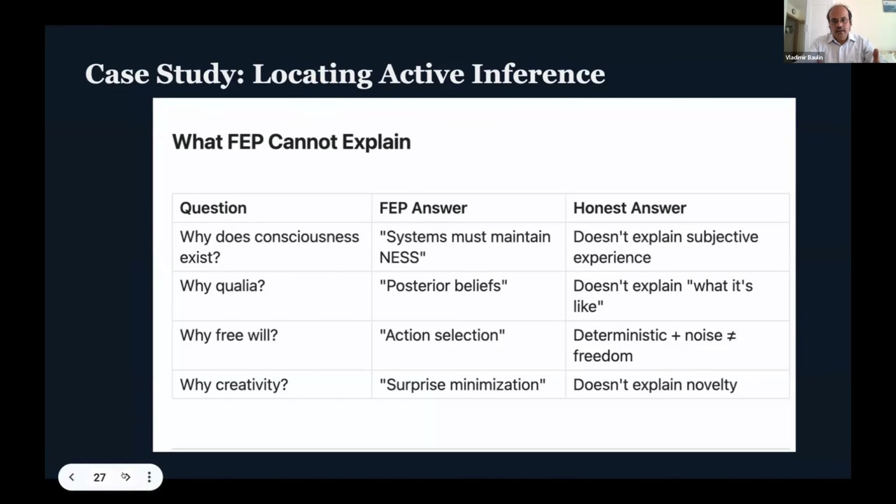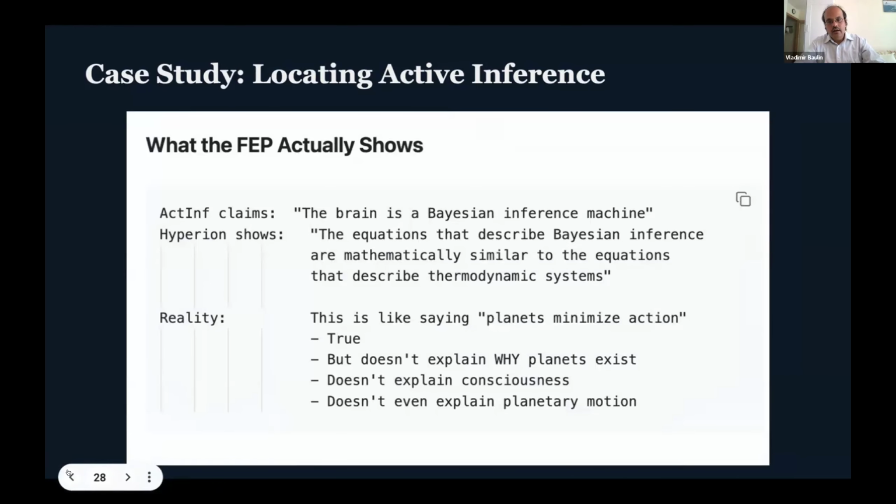And so that's the question. This is more philosophical. That's what the free energy principle cannot explain. For example, why does consciousness exist? Yes, because a system must maintain non-equilibrium dynamics. This is what FEP says, but it doesn't explain subjective experience. Also there is the question of qualia. In FEP it is a posterior belief, and it does not explain what it is like. So that's okay, but at the end, this kind of thing is more philosophical, so we can discuss whether it is true or not.